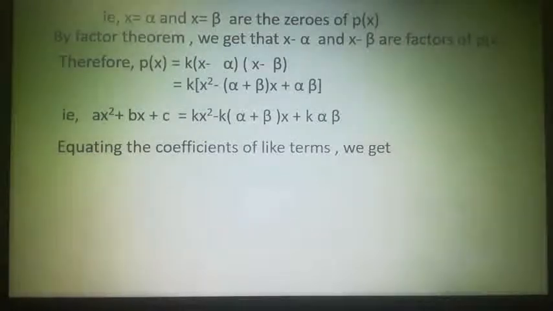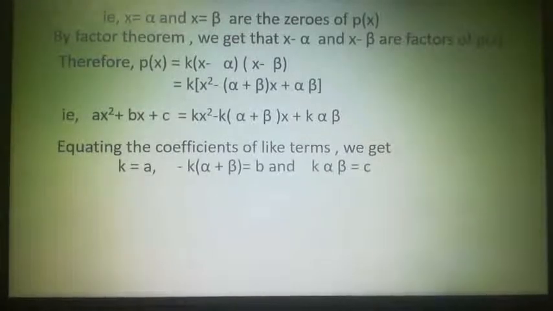So taking that concept, we get a is equal to k, the coefficient of x square on both sides should be equal. So k is equal to a. Then equating the coefficient of x on the left side and the right side. On the left side there is b and on the right side there is minus k into alpha plus beta. So these two should be equal. So we get minus k into alpha plus beta is equal to b.